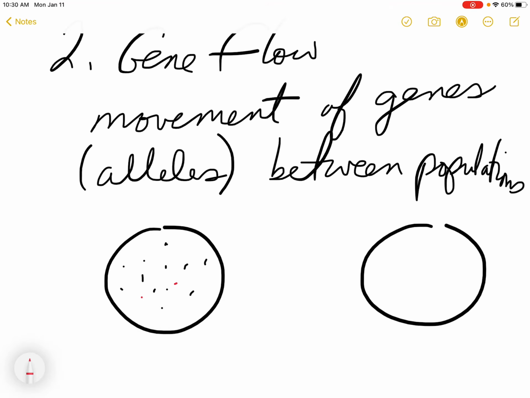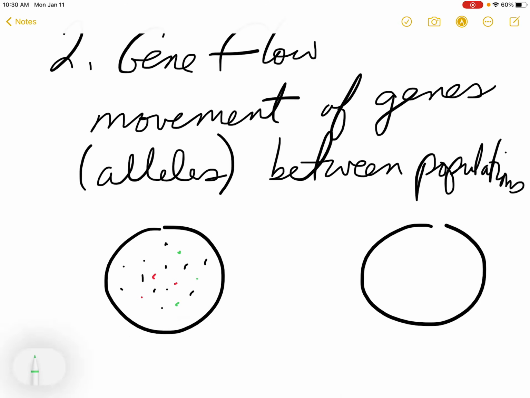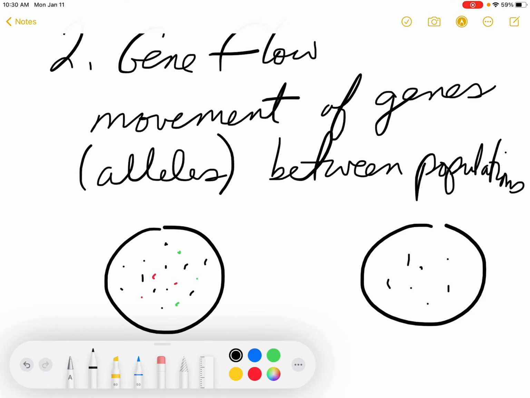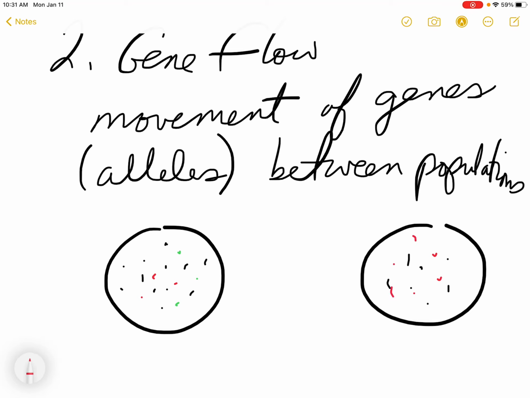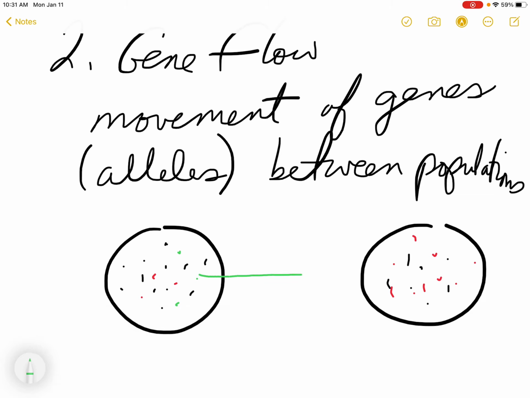Let's say we'll put some red ones here, and maybe some greens, just to represent different alleles. Well, in this population over here, maybe there are no green alleles. But it's quite possible that a particular animal from this population would move over here and bring with it a green allele and introduce the green allele into the new population through mating. So gene flows between populations through mating, and alleles are transferred throughout the different populations in this manner.